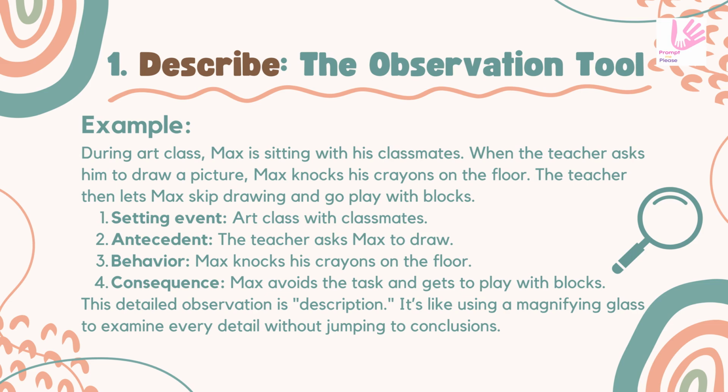Now we are going to break it down into the four-term contingency. First with the setting event, art class with classmates. Next, the antecedent. The teacher asks Max to draw. Then the behavior. Max knocks his crayons on the floor. And last, the consequence. Max avoids the task and gets to play with blocks. This detailed observation is description. It's like using a magnifying glass to examine every detail without jumping to conclusions.